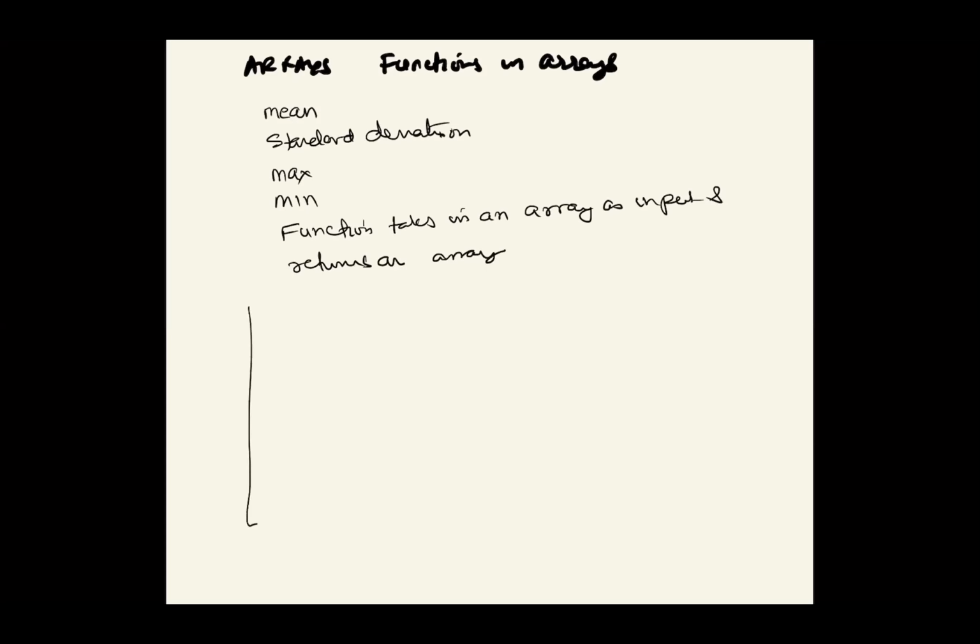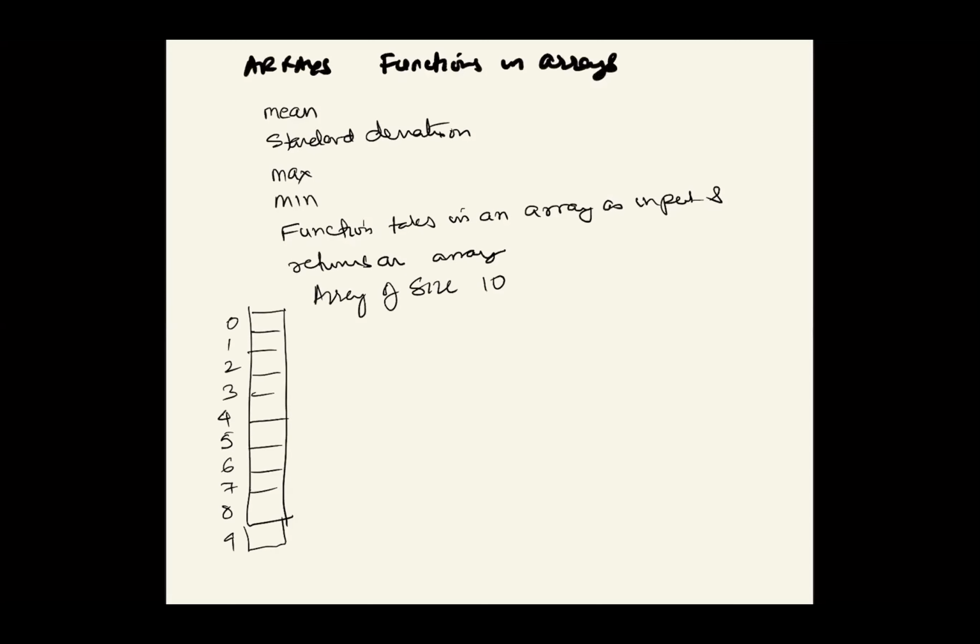So you have an array like this. 0, 1, 2, 3, 4, 5, 6, 7, 8, 9. So this is an array of size 10, which is basically from 0 to 9. Assuming this array is called A, the first element is A0, A1, A2, A3, and so on till A9.